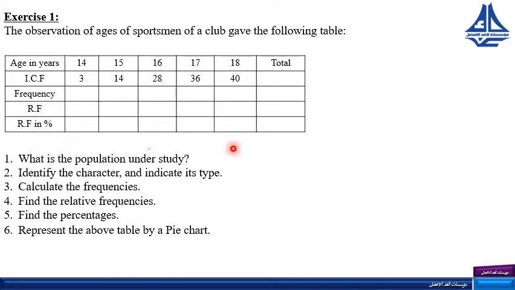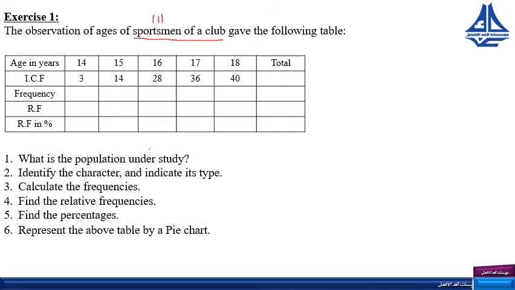In the first question, we should identify the population. The population means the set under study. If we read the first line in the exercise, the observation of ages of sportsmen, which set are we studying, or which set are we taking to ask about ages? They are the sportsmen in the club. So the answer of the first question is: sportsmen of the club is the population. This is the answer of question 1.